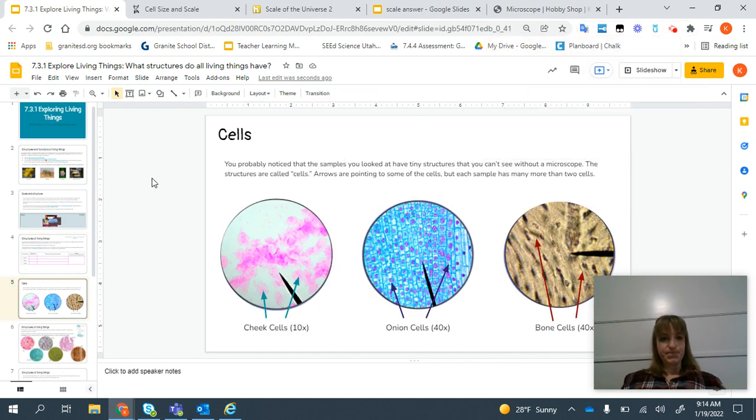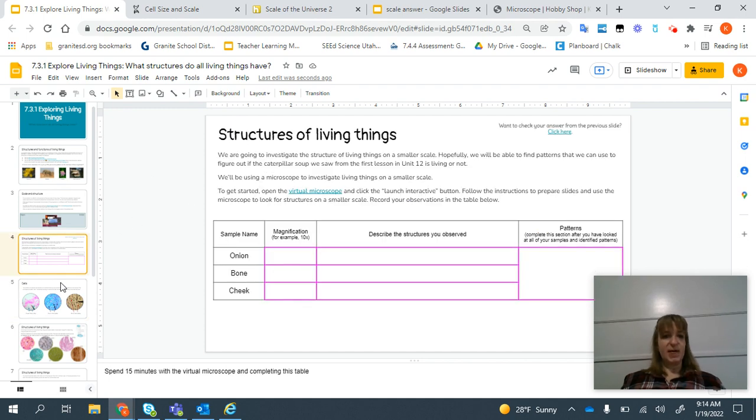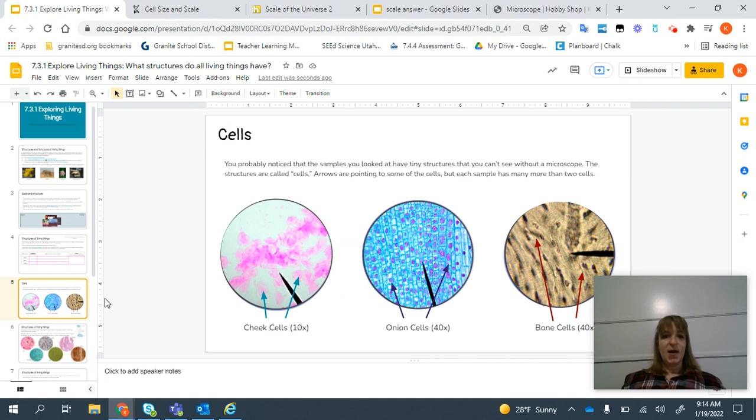All right. So you should be done with slide number 4. Your table should be completed, and you should have some patterns. Many of you probably noticed that one of the patterns that we observed in all three samples is that they all have little tiny structures that we can't see without a microscope. When we use a microscope, they're visible, but we can't see them without a microscope. So we have to look at a smaller scale to be able to visualize these smaller structures.